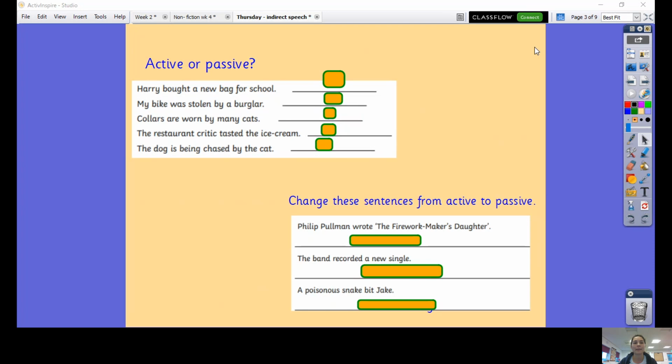What do you think? My bike was stolen by a burglar. Collars are worn by many cats. The restaurant critic tasted the ice cream. The dog is being chased by the cat.